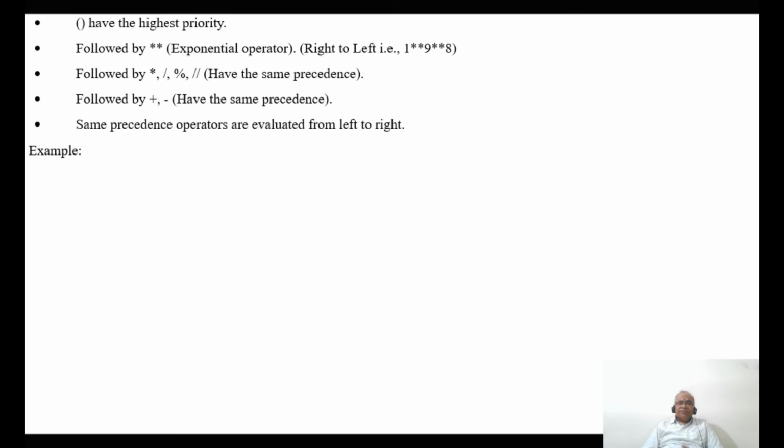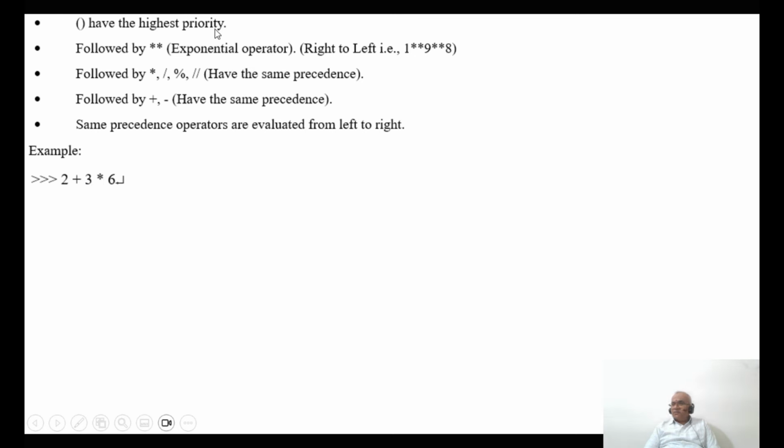Whenever you have the same precedence, it will always calculate from left to right. It will be evaluated from left to right. For example, suppose you consider 2 plus 3 star 6. So apply the rule here. First you have addition, then you have multiplication.